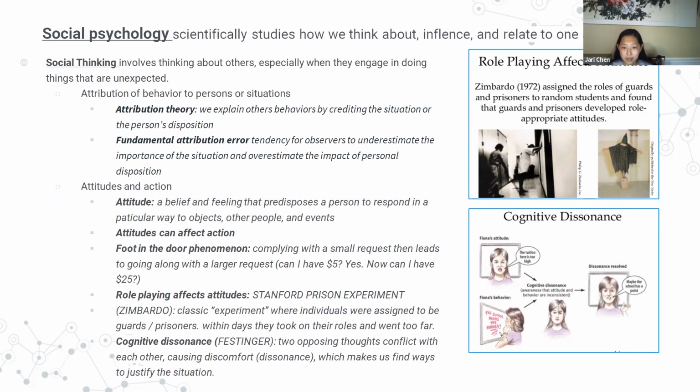During this time, people started actually developing role-appropriate attitudes, meaning the guards would sometimes actually beat the prisoners or talk down to them, and the prisoners would be reclusive and afraid, as if they were actually prisoners, but they weren't, and the others weren't actually guards. This experiment eventually had to be shut down because of ethical problems. So yeah, it got pretty bad.